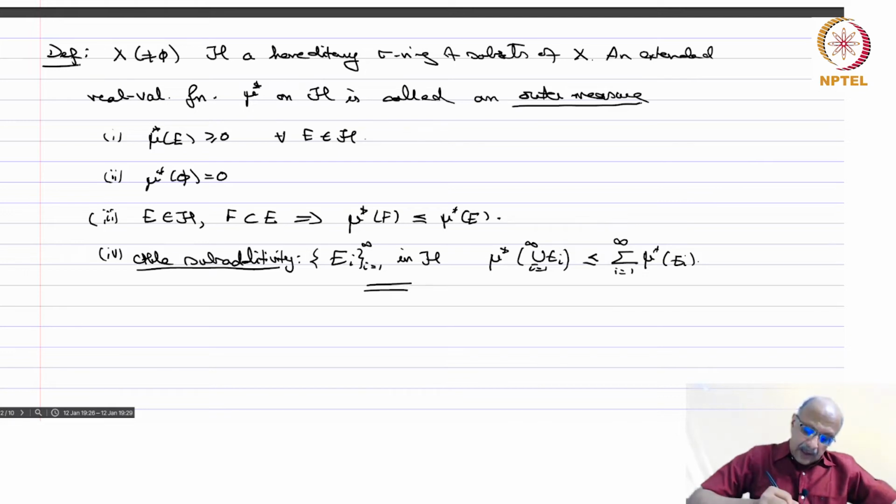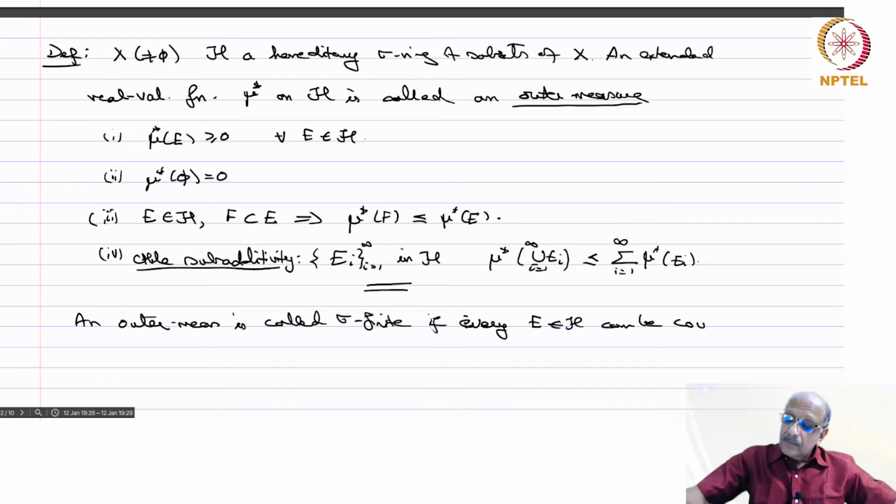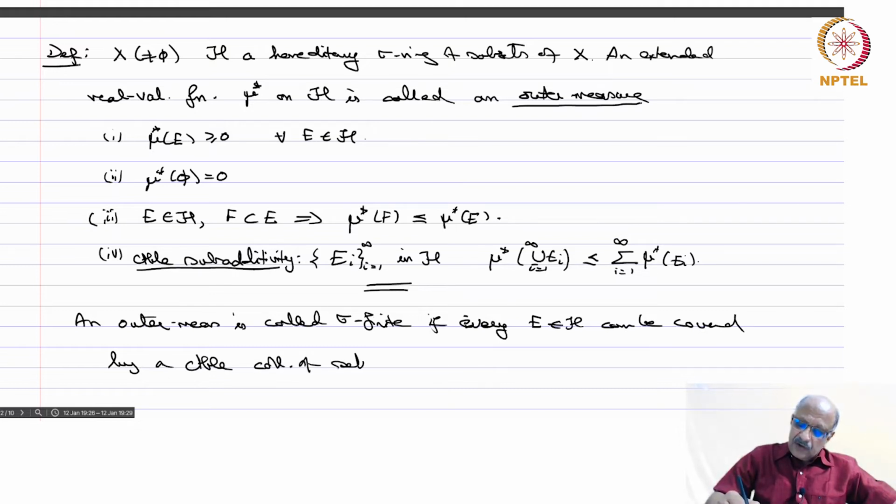So then an outer measure is called sigma-finite if every E in H can be covered by a countable collection of sets in H with finite outer measure.